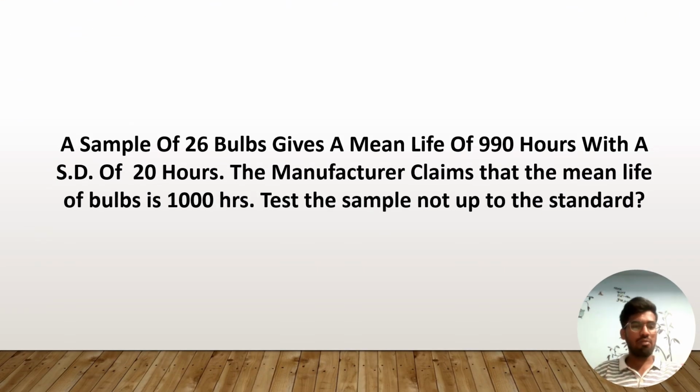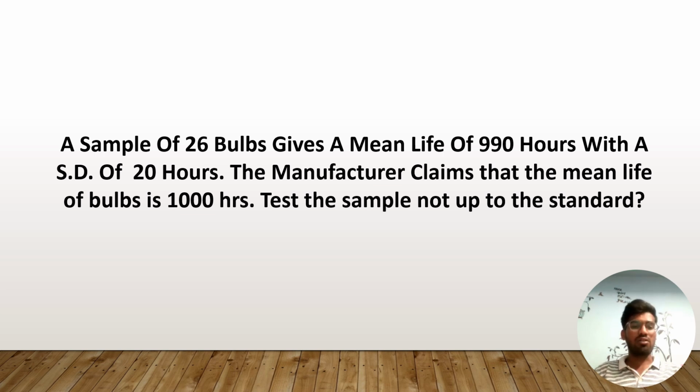A sample of 26 bulbs gives a mean life of 990 hours with a standard deviation of 20 hours. The manufacturer claims that the mean life of the bulbs is 1000 hours. Here, it is not up to standard. We have to understand that 26 bulbs are given, with a mean of 990 hours and a standard deviation of 20 hours, against the claimed mean of 1000 hours.